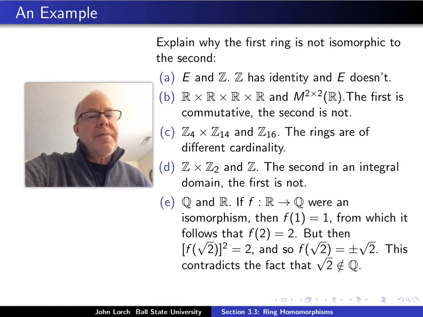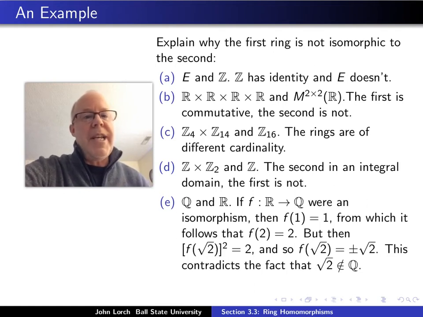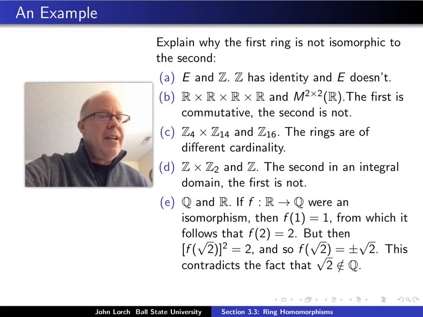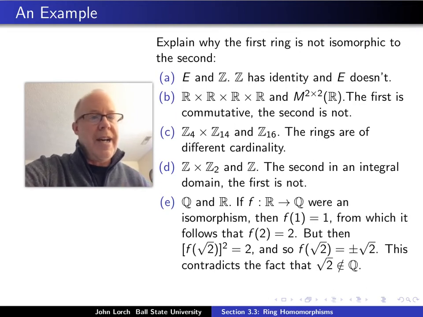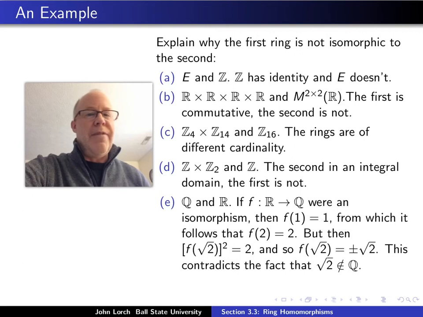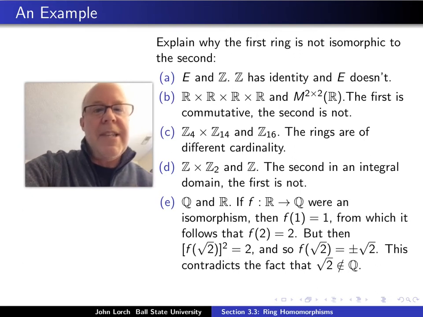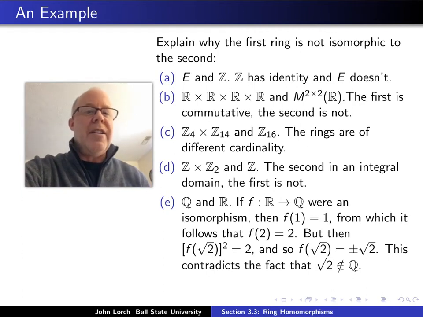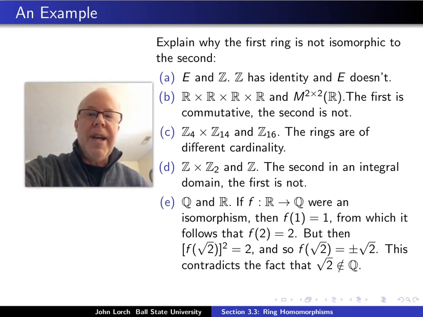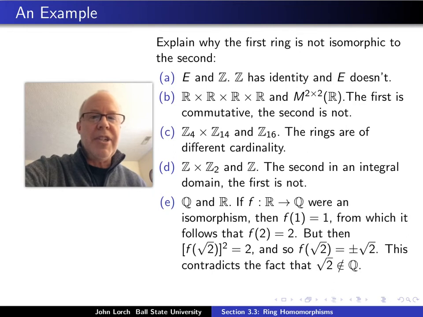Part C, we have Z4 cross Z14 and Z16. If you look at it, the cardinality of the first ring is 56, I believe. There are 56 elements in that ring, and there are 16 elements in the second ring. So you don't even get to first base here. These two rings are of different cardinality. There's no way you can even get a bijection between them, so you have no hope of getting an isomorphism.